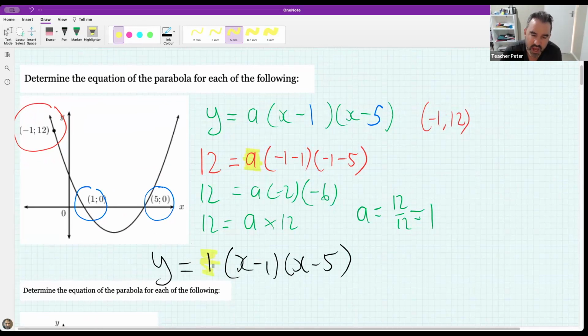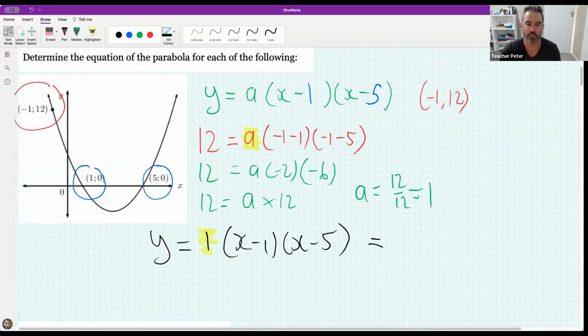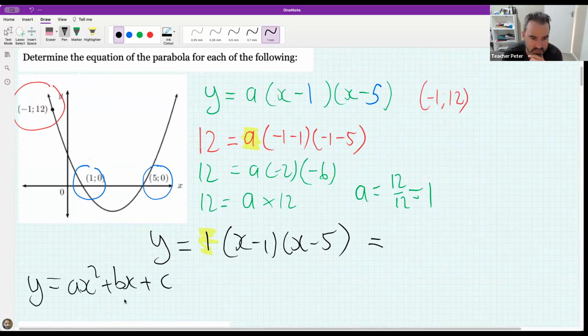Now, I want you to take this root form and I want you to translate it into standard form. How am I going to get this root form into standard form now? Give me a hint in the chat. Who feels like, how do I get it into the form y equals ax squared plus bx plus c? Who has some ideas for me? Share your knowledge with your classmates. Who thinks they know?